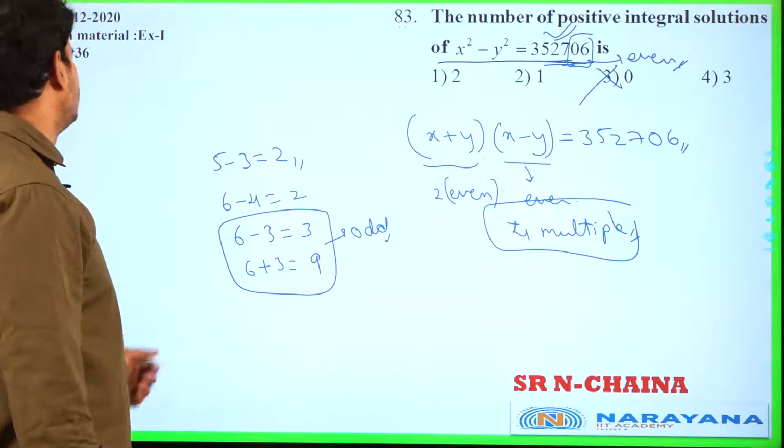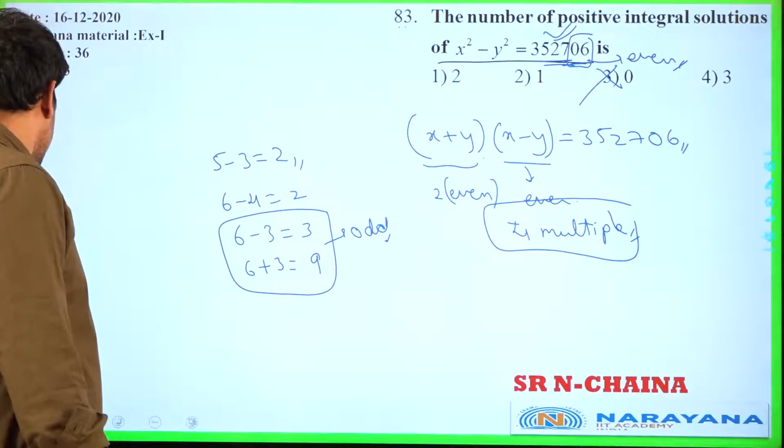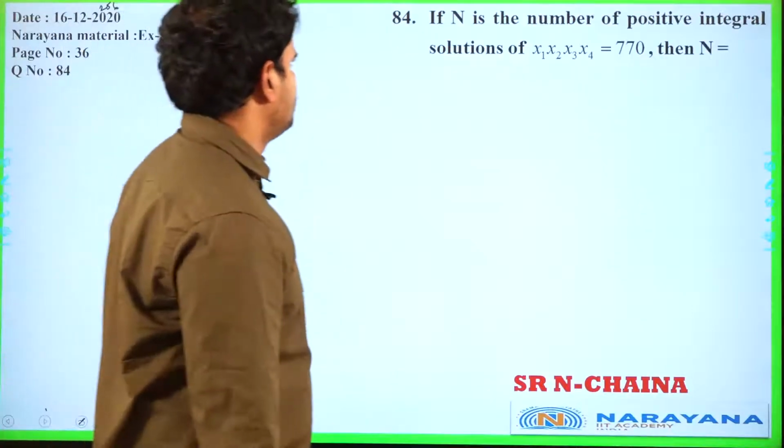Number of solutions what? 0. So I hope everyone understood. Let me go with the next question.